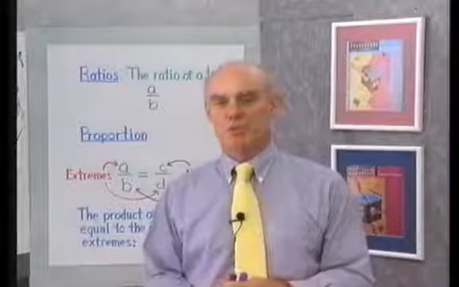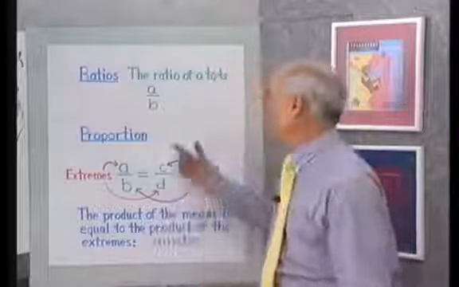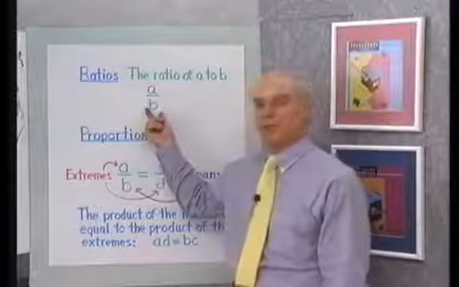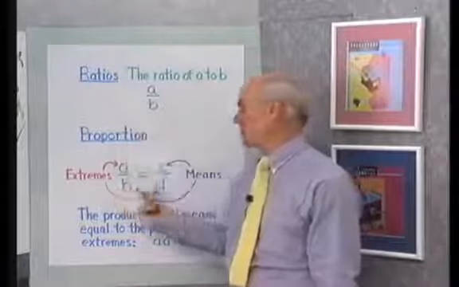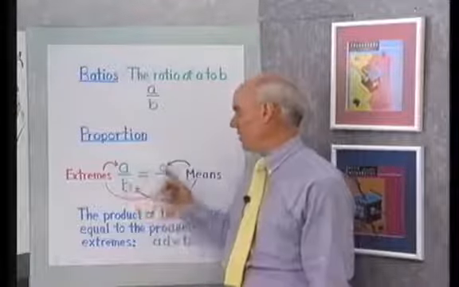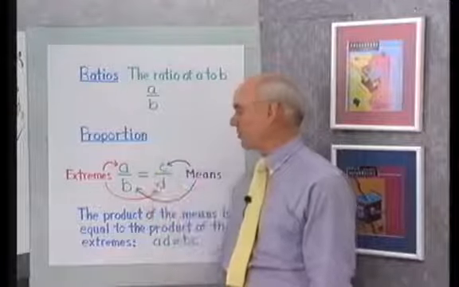In this section we're going to work with proportions. Now recall that the ratio of A to B is A over B. A proportion is simply two equal ratios. When A over B is equal to C over D, we get what's called a proportion.